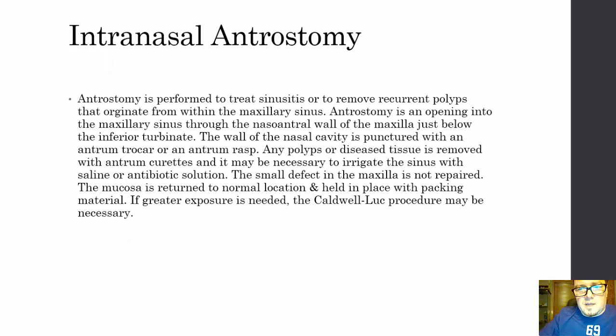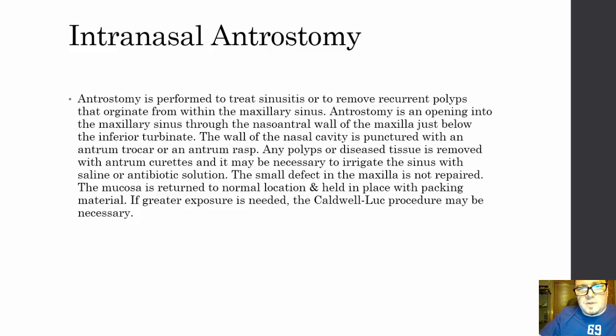Antrostomy will treat sinusitis and remove recurrent polyps. It's another way to get at those polyps. In an antrostomy, we're opening into the maxillary sinus through the wall of the maxilla just below the inferior turbinate. So we're going to make this incision up in there and go after those polyps. We don't fix the defect when we're done. It's packed, and then it ends up healing back over. It's a mucous membrane, so it's going to heal off and seal.